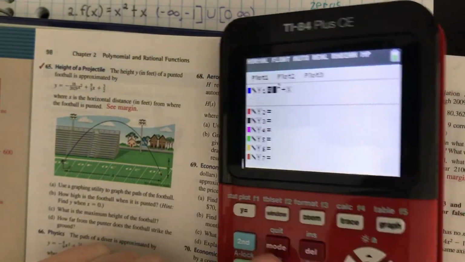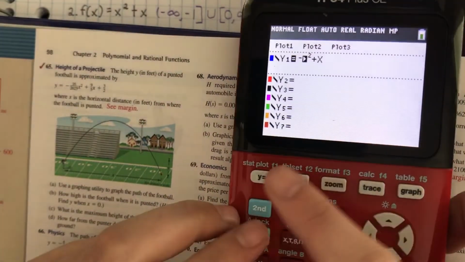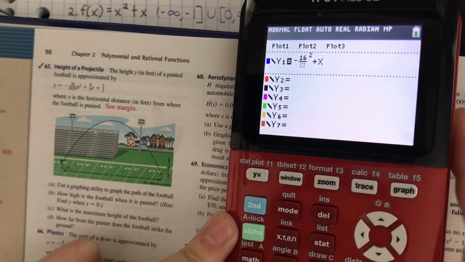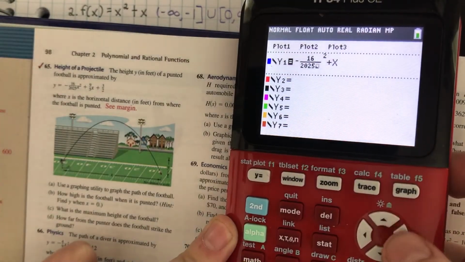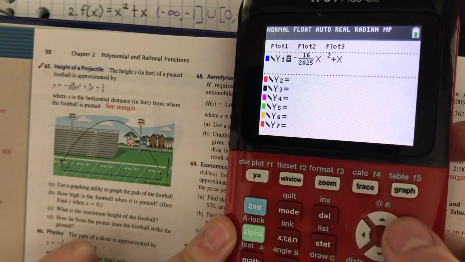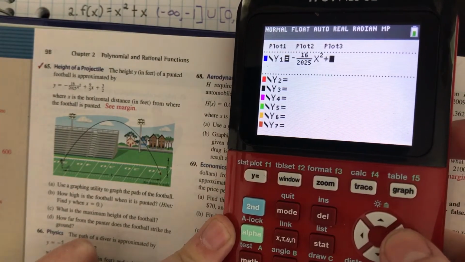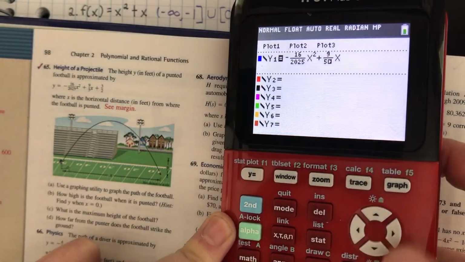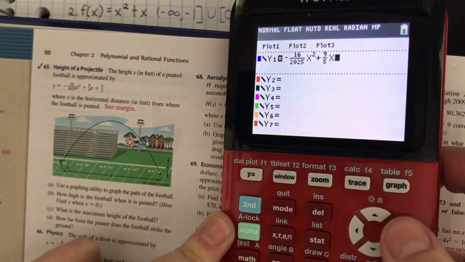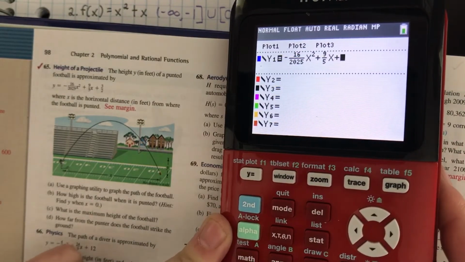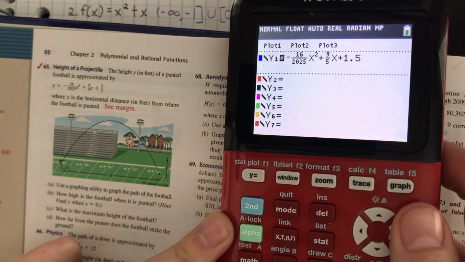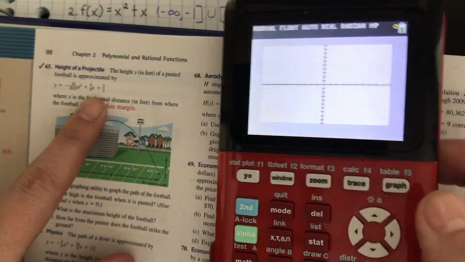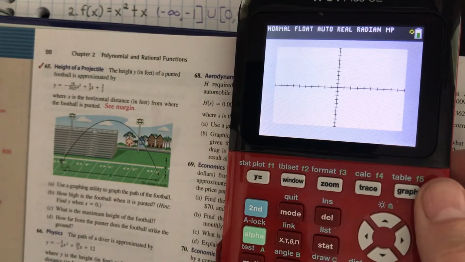So y equals negative 16 over 2025 x squared plus 9/5 x plus 3/2, which is just 1.5. I'm going to take the lazy way out on that one. Okay, so I've got my equation in. Now I'm going to graph.